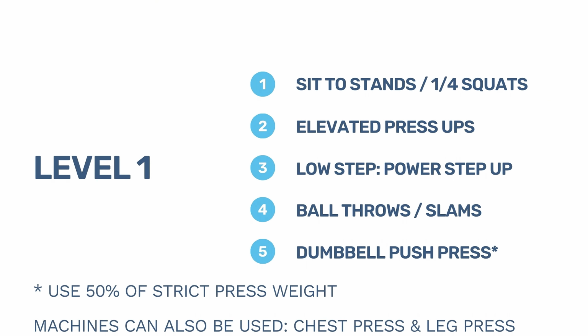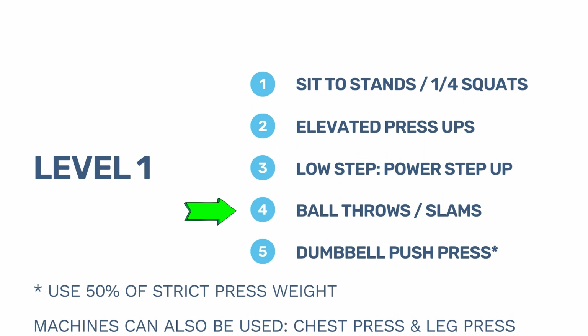So some of the other exercises that would fit well into this bracket would be things like our sit to stands or quarter squats, so making it slightly easier so we can generate a bit more force. Elevated press ups, so elevating it higher than somebody they could already do, so it becomes a bit easier, and trying to get them to use that fast concentric and power. We've already looked at our low step or power step ups. We've got our ball throws and slams.